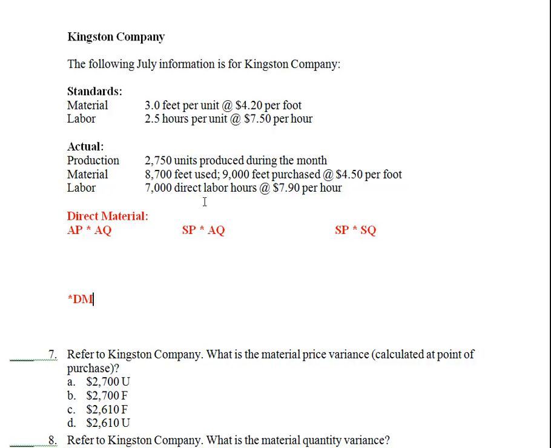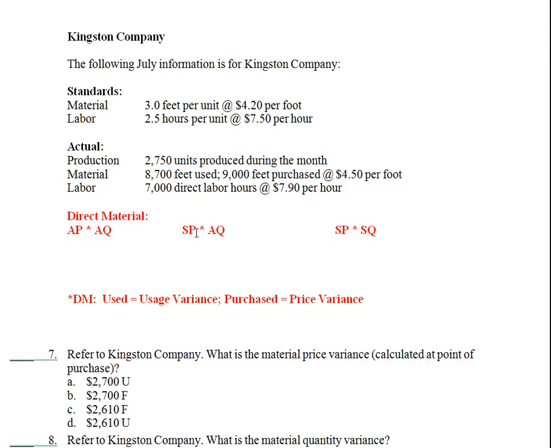For direct material, you want to use used for the usage variance, and you want to use purchased for the price variance, which makes sense if you think about it. Purchased, price. Used, usage. So let's start off and we'll do column 1 and column 2. We know that this is the price variance: the difference between column 1 and column 2 is your price variance.